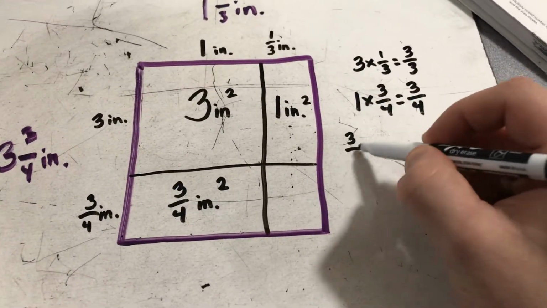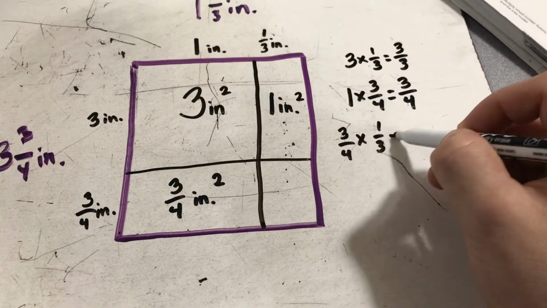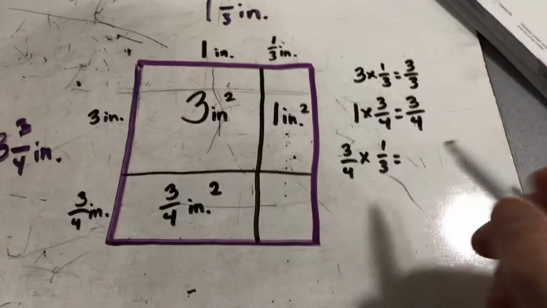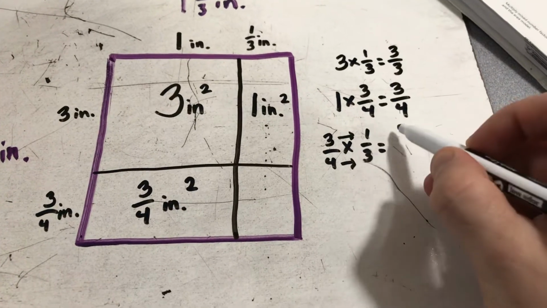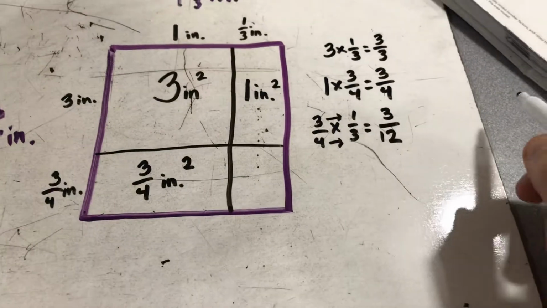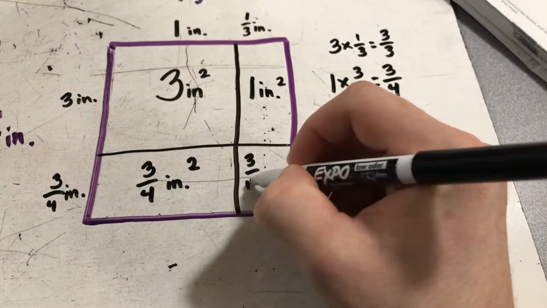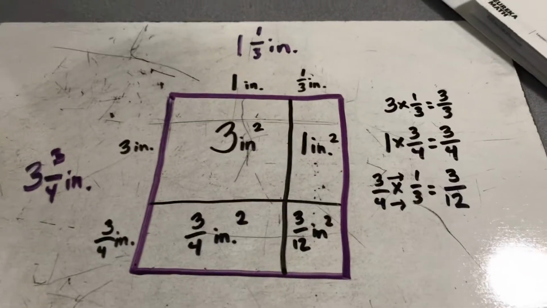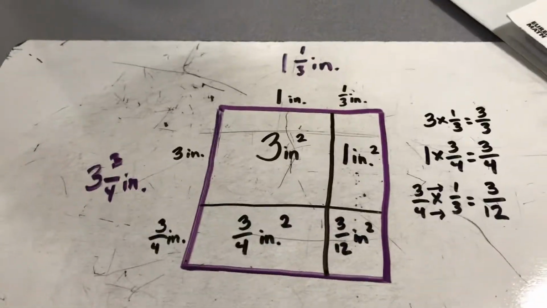So we have 3/4 times 1/3 for the area of this smaller rectangle. So recall, when you multiply fractions, you just go straight across. 3 times 1 is 3. 4 times 3 is 12. 3/12, all right, is our area for that smaller rectangle.